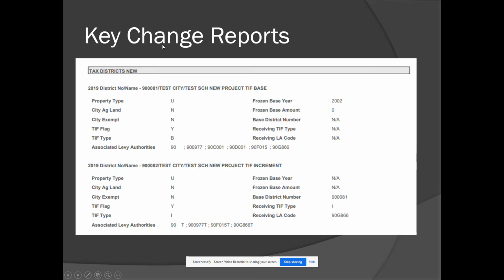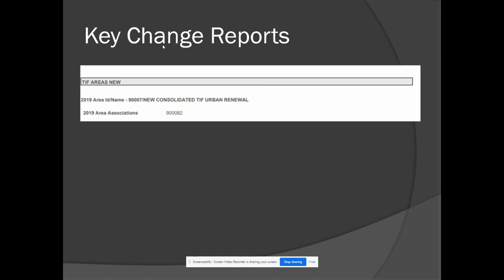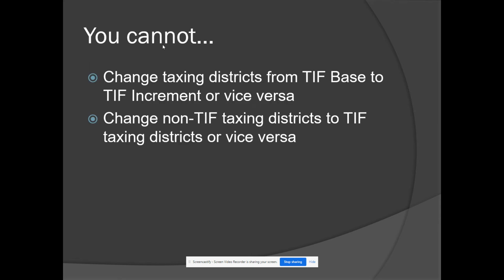A key change report is a helpful report to review just because if you made any changes to TIF taxing districts, it'll show those districts, any new districts or ones you have deleted. It's a good way to just double check the changes that you may have made. In addition, the TIF area key change report will show you any new areas that you added or deleted, and it gives you a good overview of the changes that you made in that valuation year.